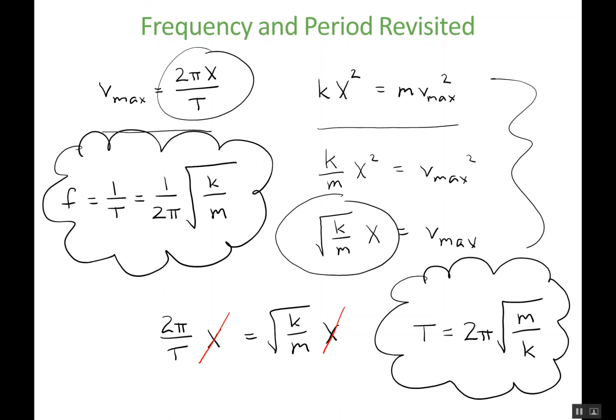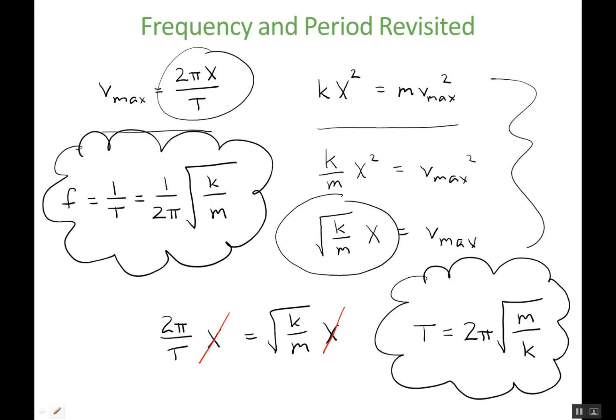If we want to look at the frequency instead, the frequency is 1 over the period, which gives us frequency equal to 1 over 2 pi times the square root of k over m. So as the spring gets stronger, k gets bigger, the frequency increases. The oscillations happen more quickly. As the mass suspended on the spring gets bigger, the frequency gets smaller. The oscillations happen more slowly.